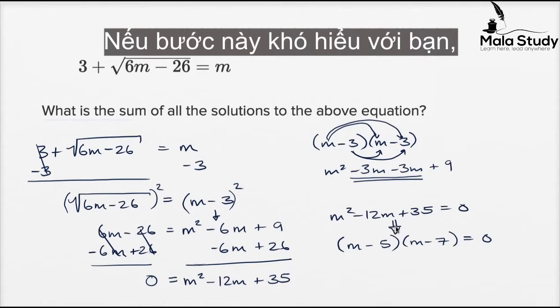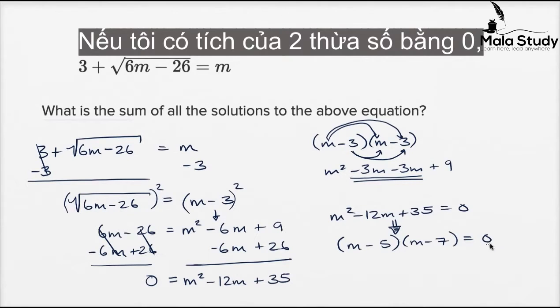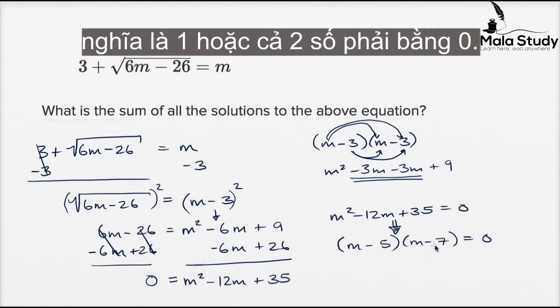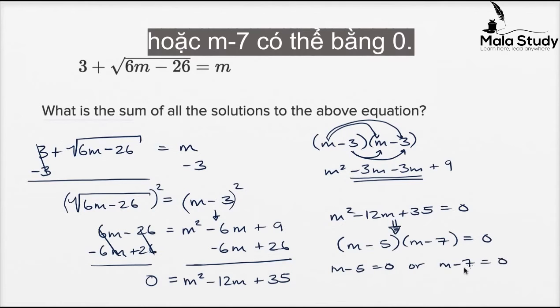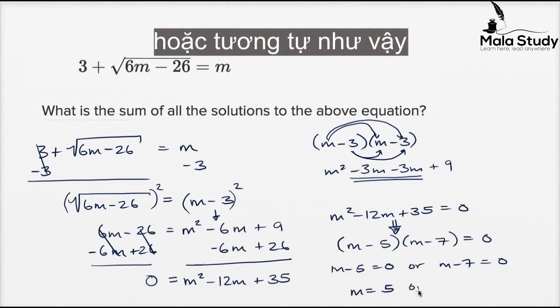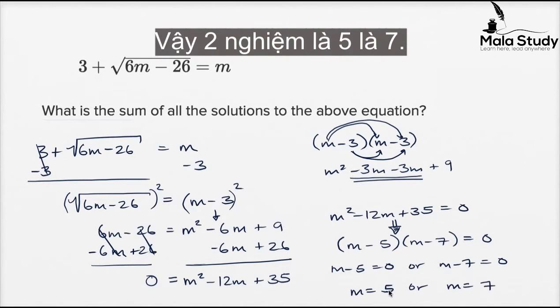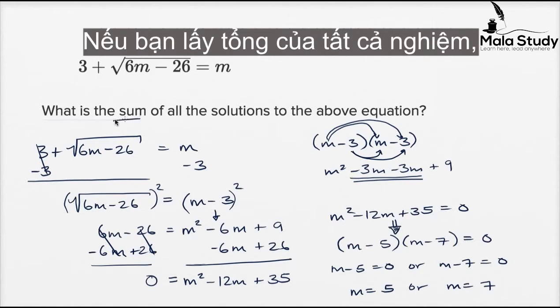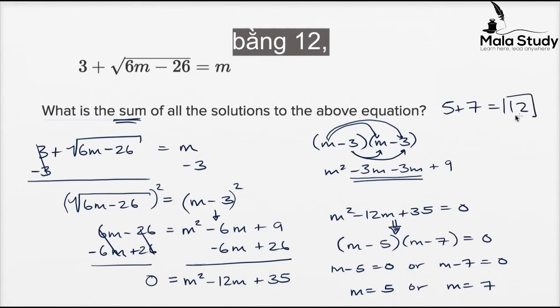And if this step does not make sense to you, where I factored this quadratic, if I have the product of two things that equal 0, that means that one or both of them need to be equal to 0. So m minus 5 could be 0, or m minus 7 would be equal to 0. Well, to make m minus 5 equal to 0, you just add 5 to both sides. You would have m is equal to 5, or same thing over here, add 7 to both sides, m is equal to 7. So the two solutions are 5 and 7, and if you want the sum of all the solutions, it's going to be 5 plus 7 is equal to 12.